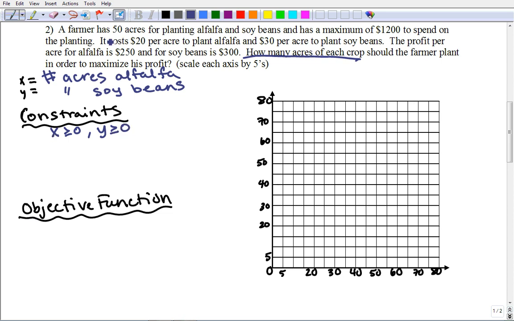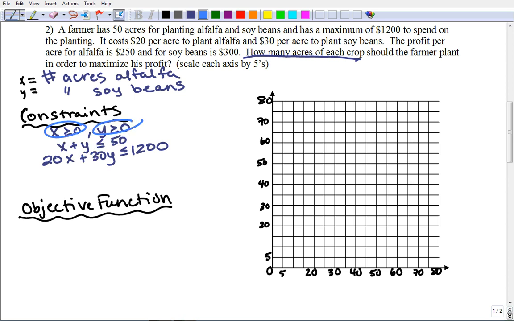Okay, we know that we have 50 acres total for planting, so x plus y, the amount of acres of each one, the total should be less than or equal to 50. And then we know that we have a maximum of $1,200 to spend on the planting. Well, it costs $20 per acre of the alfalfa, and it costs $30 per acre of soybeans. So the amount of money that we spend on each of those combined should be less than or equal to $1,200. So we need to solve each of these for y if we can.